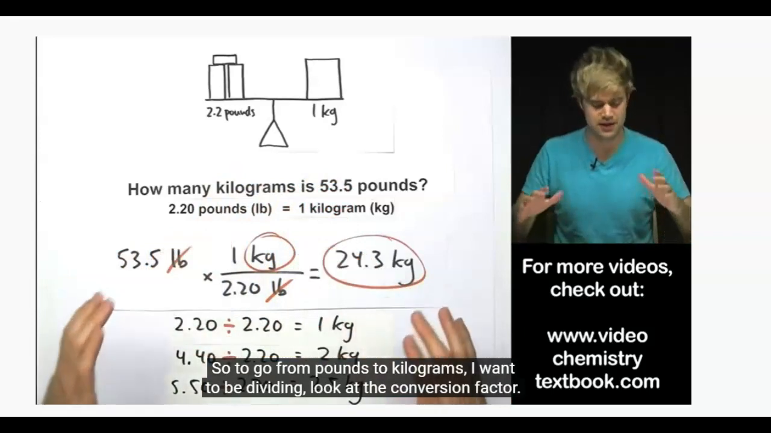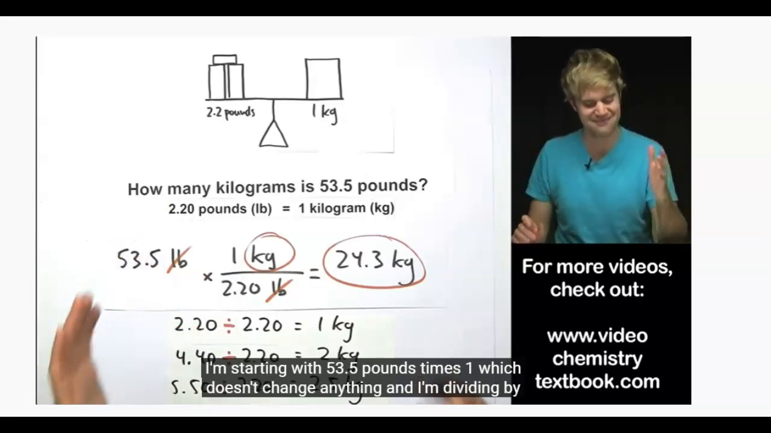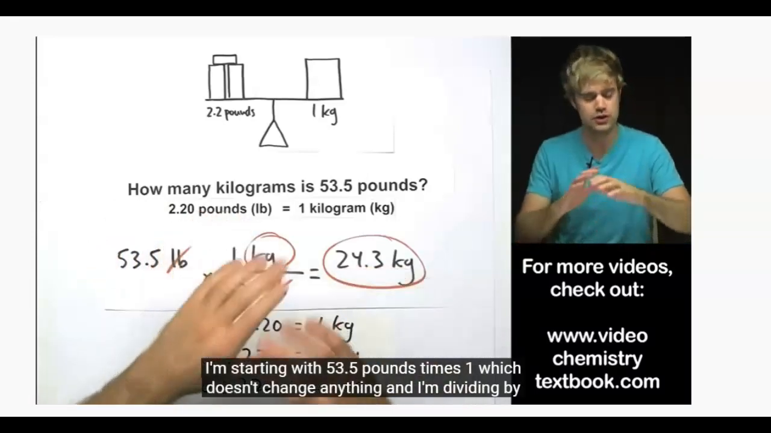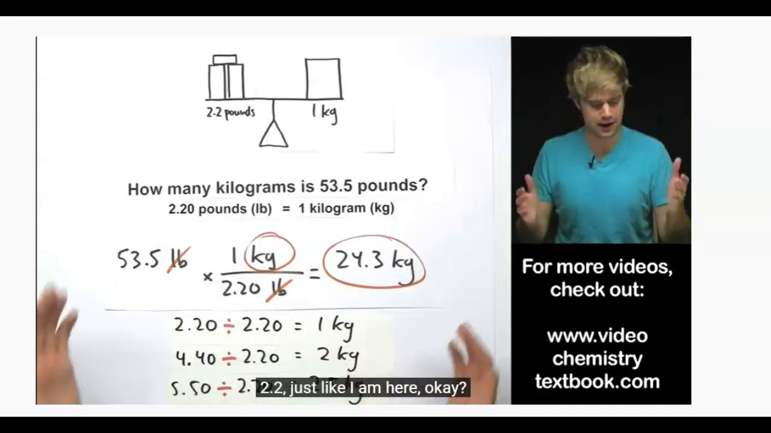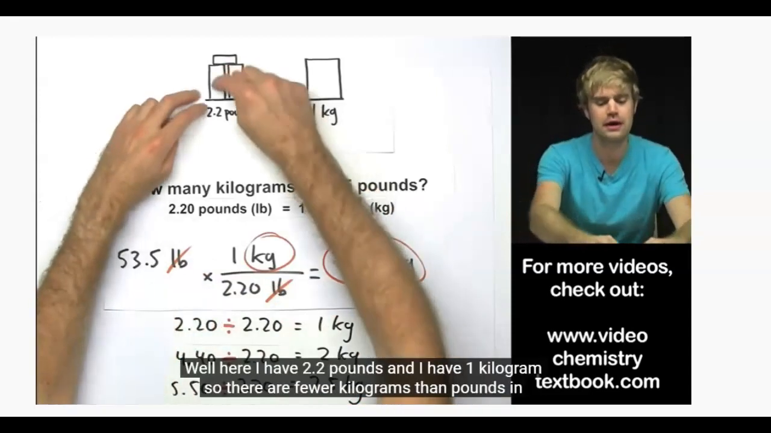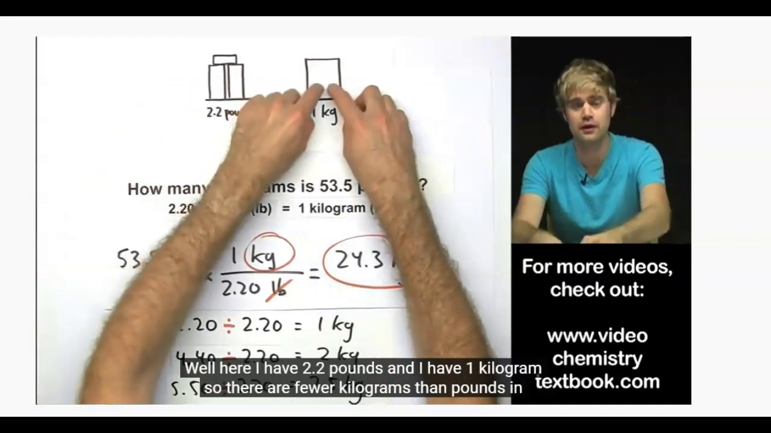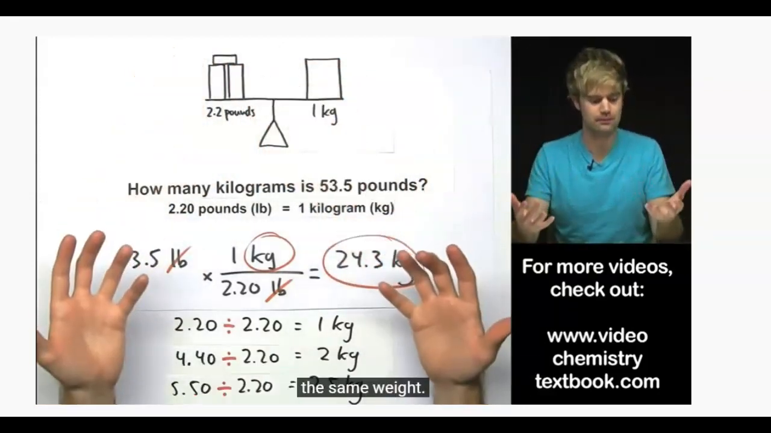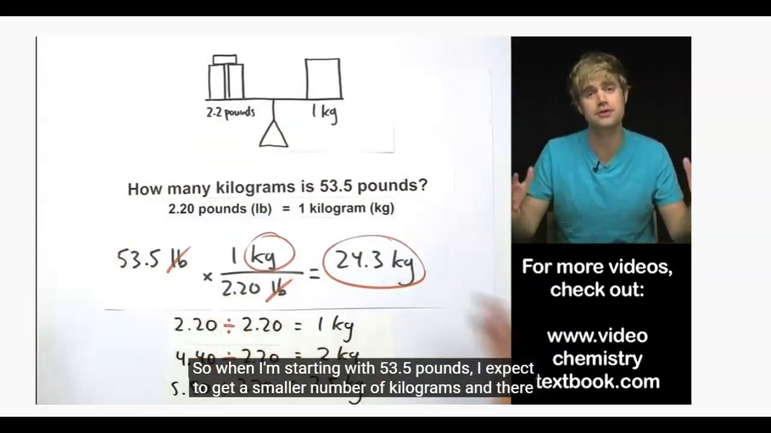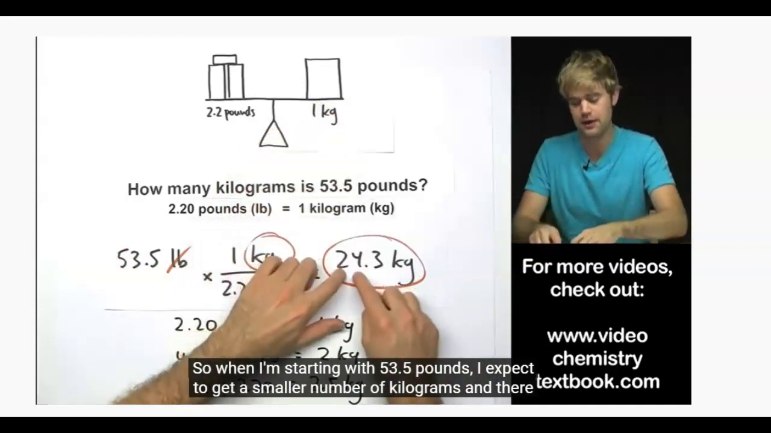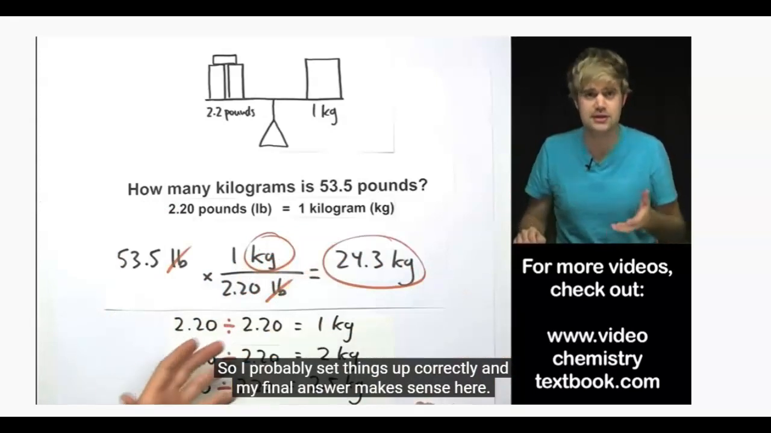Look at the conversion factor. That is exactly what's going on here. I'm starting with 53.5 pounds times 1, which doesn't change anything, and I'm dividing by 2.2, just like I am here. Does the answer make sense? Well, here I have 2.2 pounds, and I have 1 kilogram. So there are fewer kilograms than pounds in the same weight. So when I'm starting with 53.5 pounds, I expect to get a smaller number of kilograms, and there I have 24.3. So I probably set things up correctly, and my final answer makes sense here.